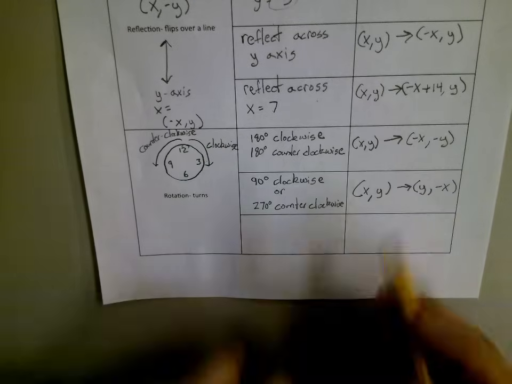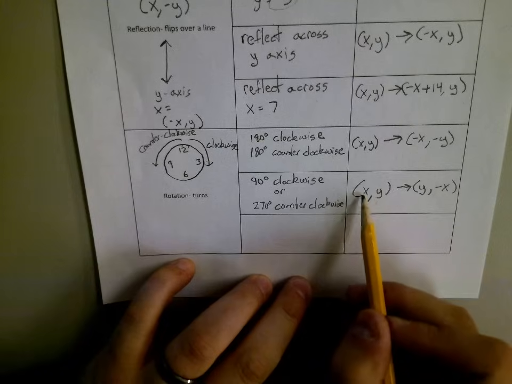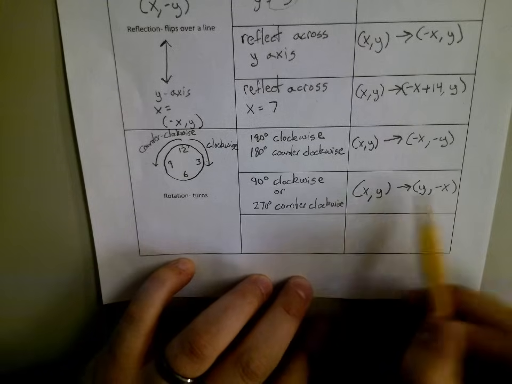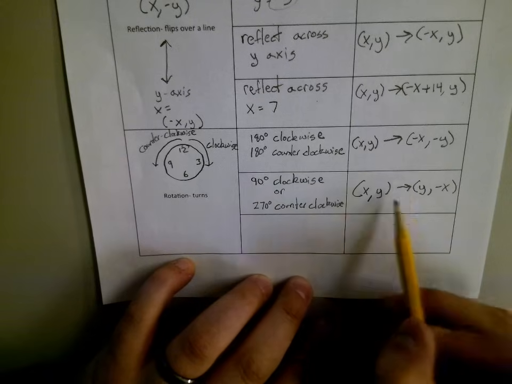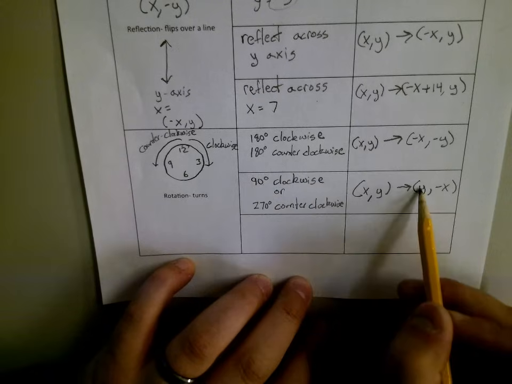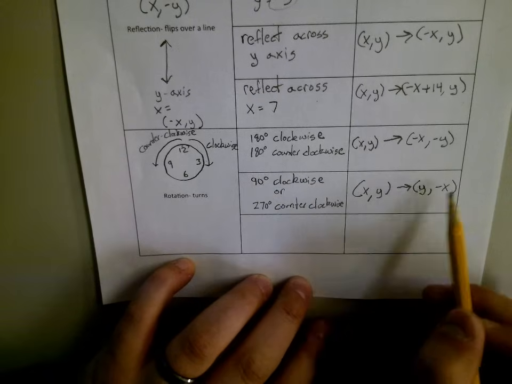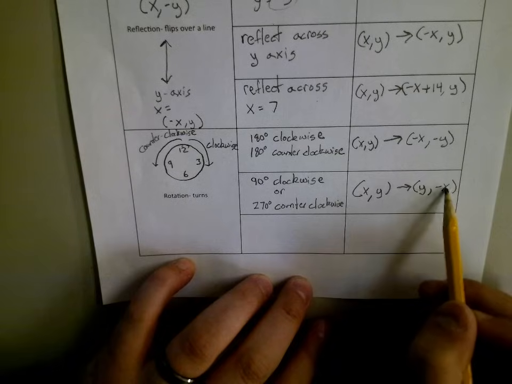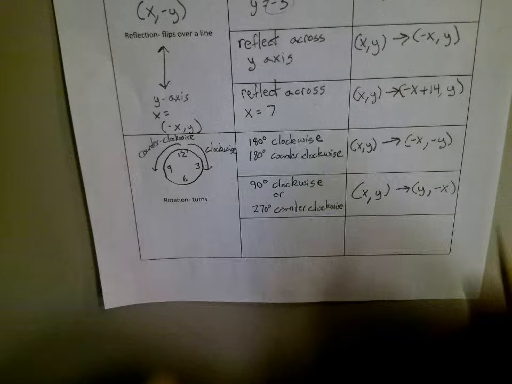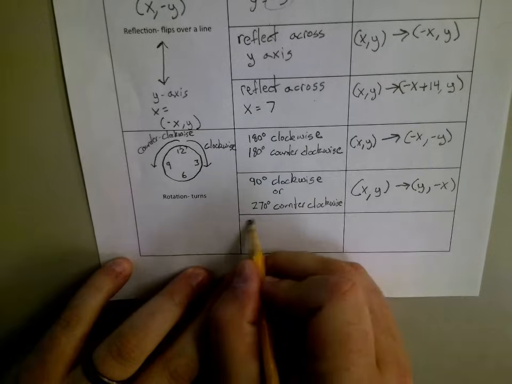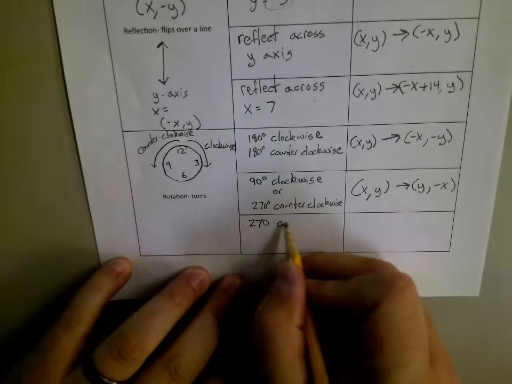So, for instance, if this point was (3, 4), once we rotated 90 degrees clockwise, the y would take the first spot, it would be 4, and then we'd take the opposite of 3, which is -3. So it would be (4, -3). Kind of tricky. Then this last one, 270 degrees clockwise.